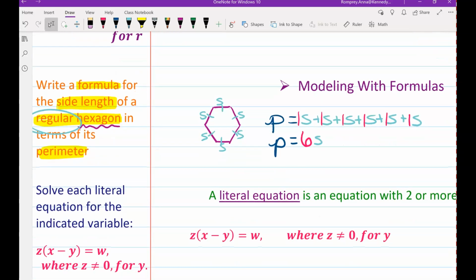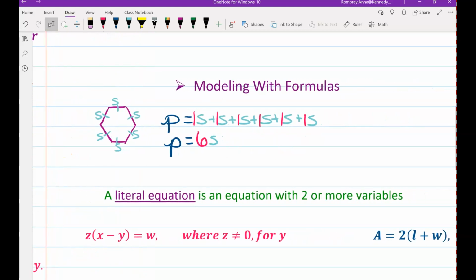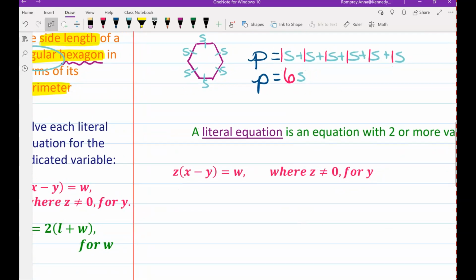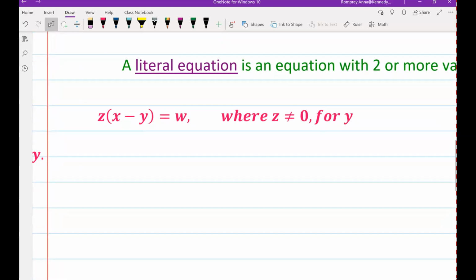All right, so next it says solve each literal equation for an indicated variable. A literal equation is just an equation with 2 or more variables. So again, when we were working with our formulas earlier, we were already doing this. So we're given z times the quantity x minus y equals w. It says where z does not equal 0, I'll explain why they're giving us that information, and what are we solving for? We're solving for y.